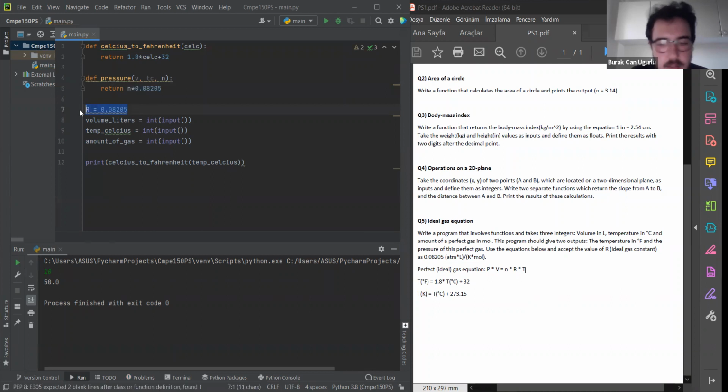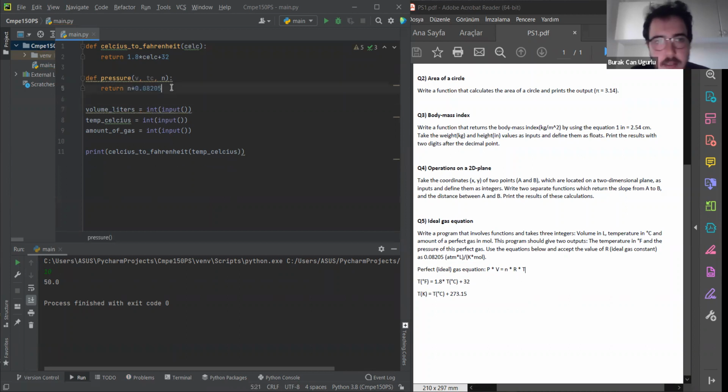I can copy it here and delete it. It is multiplied by r times. So we should implement this conversion here: Tk is equal to T Celsius plus blah blah blah. So I am writing this also just like this.